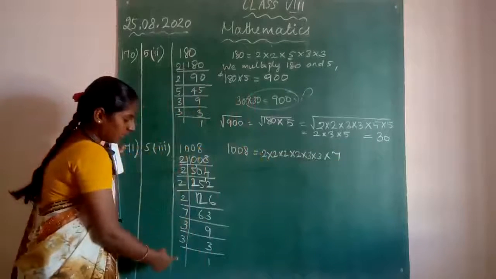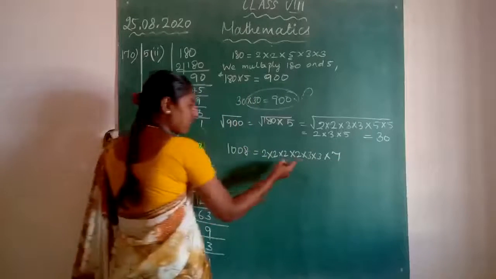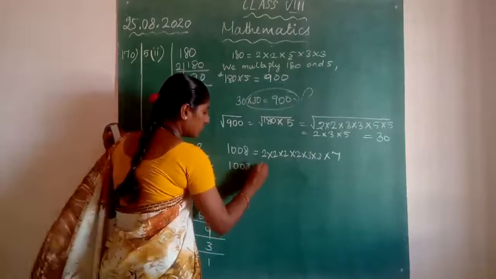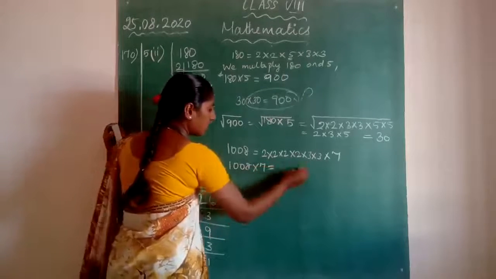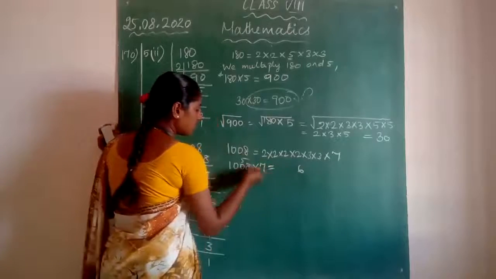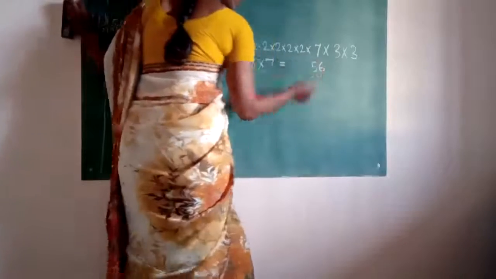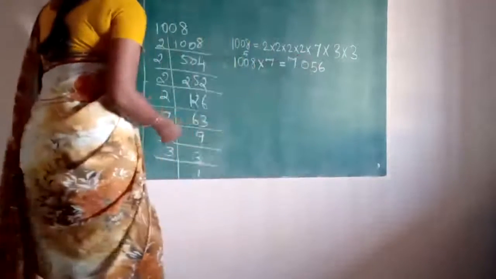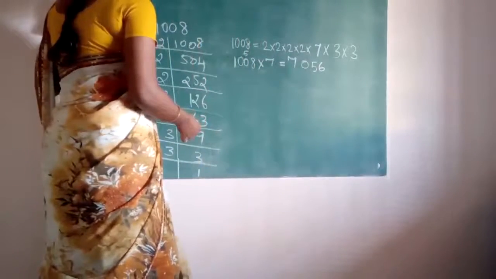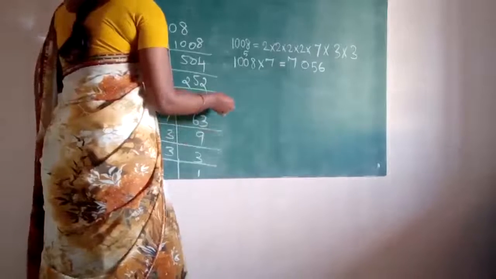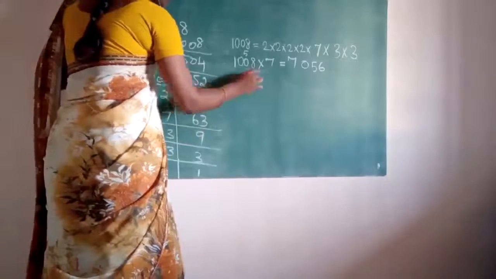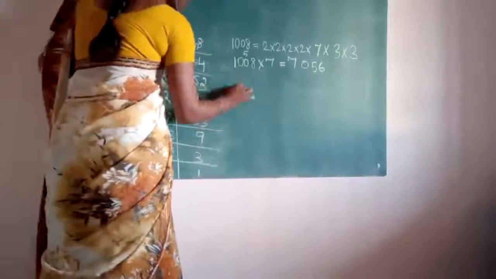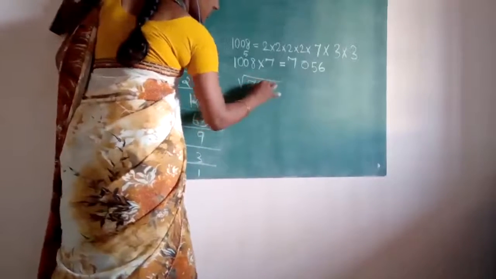Yes or no? Can you see here? Okay, but 7 is left out without pair. So 1008 into 7 will give you 7 8s are 56. 7 zeros are 0, plus 5 is 5. 7 zeros are 0 and 7 ones are 7. Okay. So now 7056 is a square number. Next, we have to find the square root of 7056.